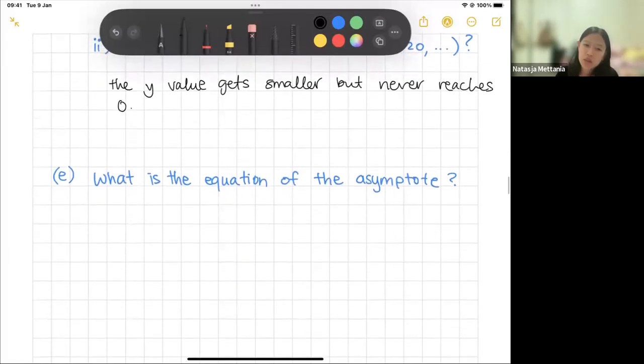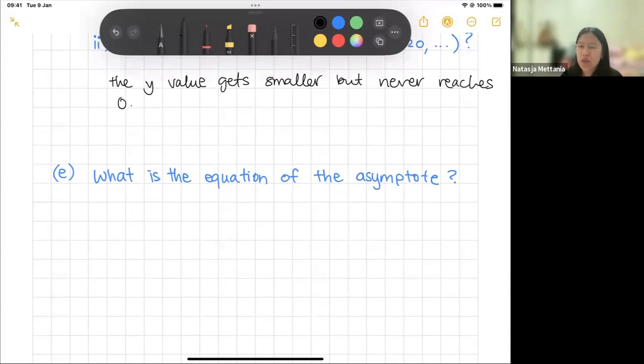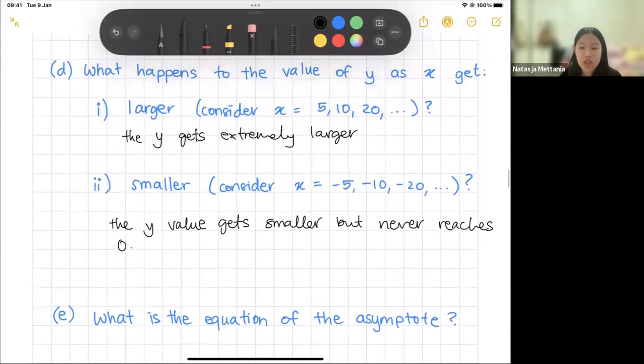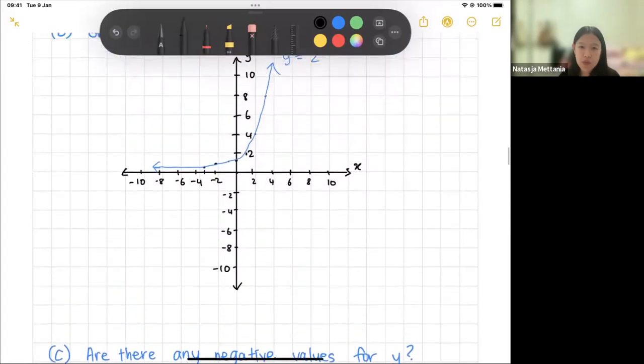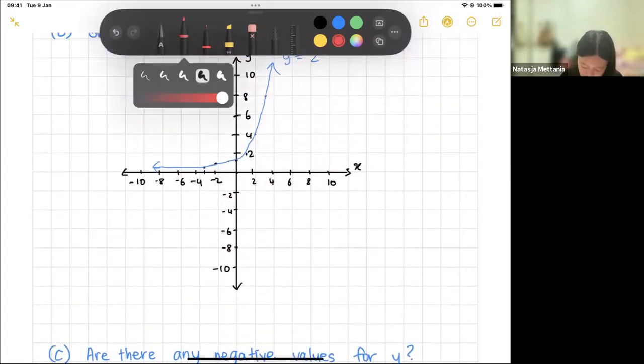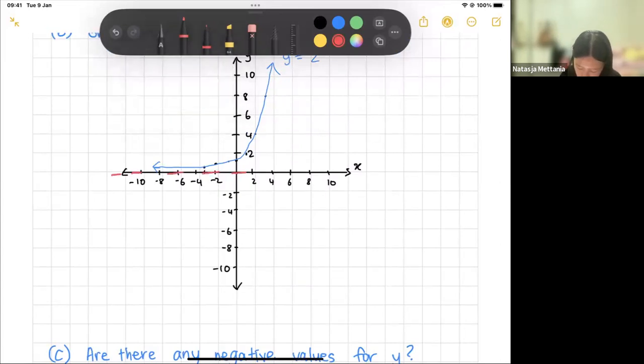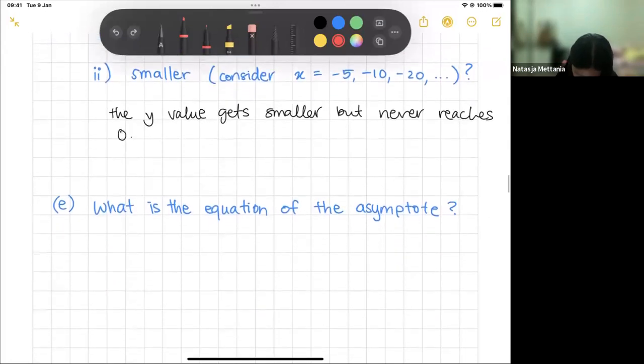Last question: what is the equation of the asymptote? I think we already did this. If we look at the graph once more, my asymptote is basically the x-axis. The graph never touches or passes the x-axis. So this equation is x equal to 0. I'm going to write it down here: x equal to 0. That's the equation of my asymptote.